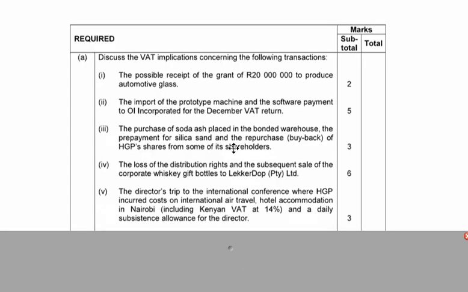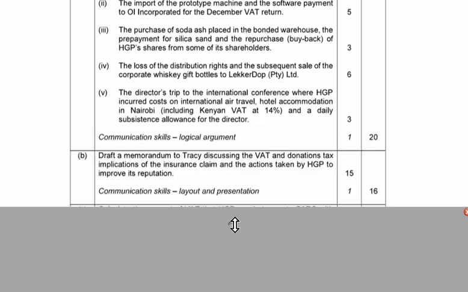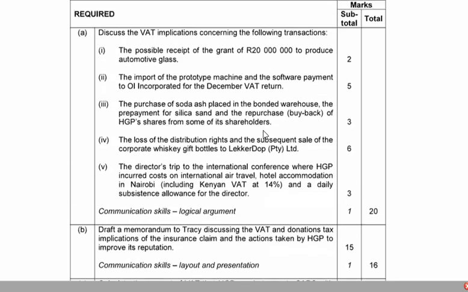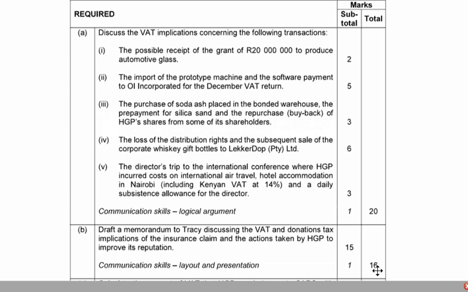Okay. Now, when we go into part B, it's a totally different question. And the reason that I wanted you to do this question is because these 2 things are totally different from one another. This part, it's very specific. You know how many marks each part of the question is. With part B, it just says draft a memorandum to Tracy discussing the VAT and donations tax implications of the insurance claim and the actions taken by HGP to improve its reputation. So there can be a little bit of donations tax in there. But when we read through the question, we know it's 16 marks, but we don't know how much we are going to have to do.